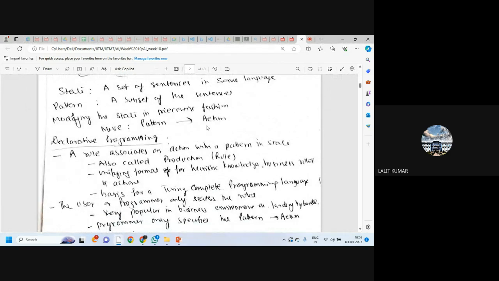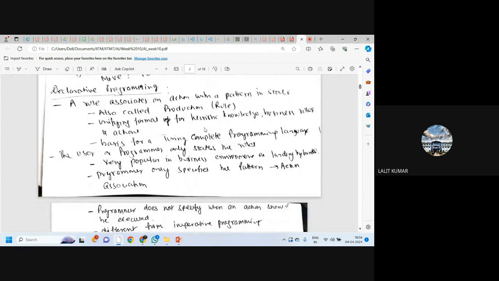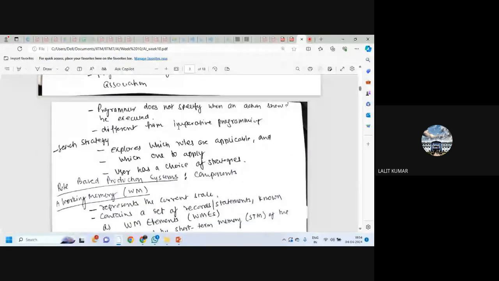And then the professor covered declarative programming. We know it was covered during PDSA also that the difference between imperative and declarative is that in imperative, the programmer gives the steps how to solve it, whereas in declarative programming, we say what we want: what is the initial state, and what is the end state. We also associate some rule with that pattern in the state, and these rules are also known as productions. I will not go through that in detail.